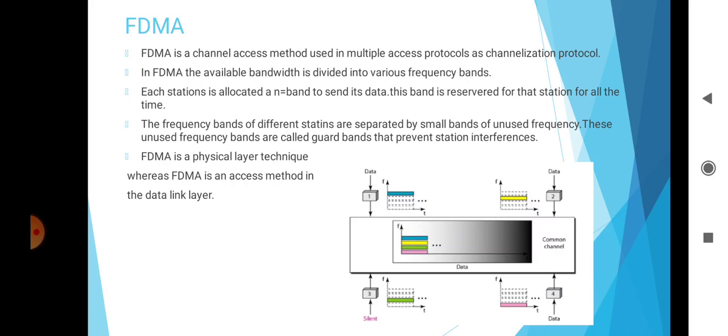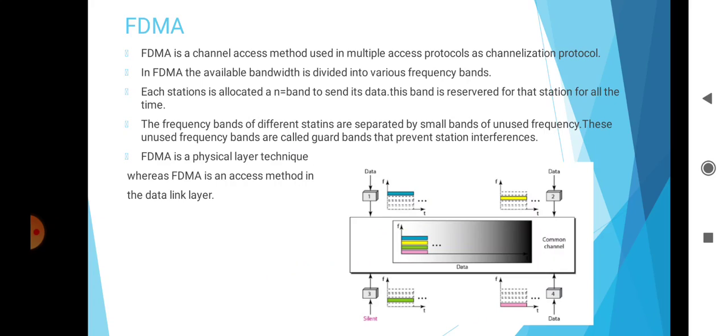Here in FDMA, the frequency division multiple access, the bandwidth is shared by all the stations, and each band is given to a station, and the station sends the data in its allocated band. FDMA is a channel access method used in the multiple access protocol as a channelization protocol.